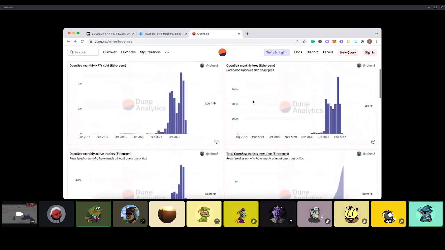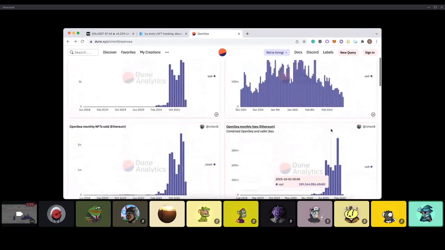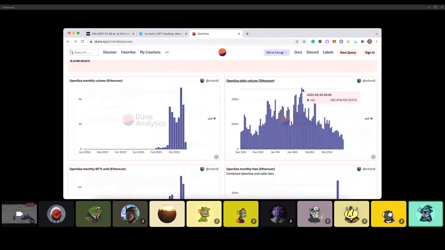Now, we know with 500,000 traders in January, we reached $250 million per day. So by the next bull run, we will start seeing $500 million volume per day. And you can imagine the effect of that on the overall market.